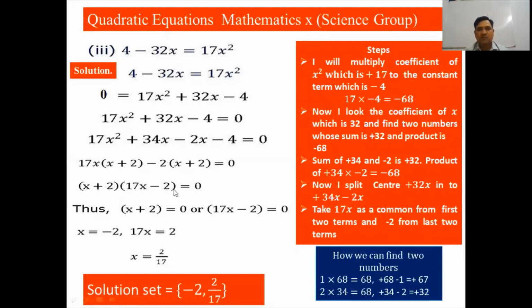So the product of these two terms is equal to 0. So we can write x plus 2 is equal to 0 or 17x minus 2 is equal to 0. If x plus 2 is equal to 0, it means x is equal to minus 2. And 17x minus 2 is equal to 0, it means 17x is equal to 2 or x is equal to 2 by 17. So our solution set is minus 2 or 2 by 17.